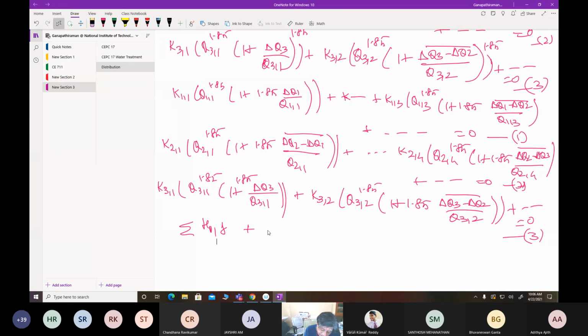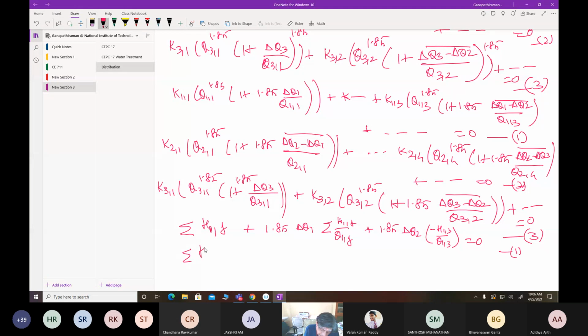So the second term is 1.85 times delta Q1 as a common term, I can write H1J by Q1J. One term is missing. What is the one term? Plus 1.85 delta Q2, into minus of H13 by Q13, equal to 0. Am I right? This is the first equation.